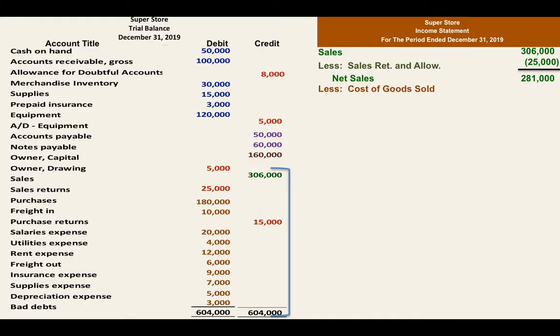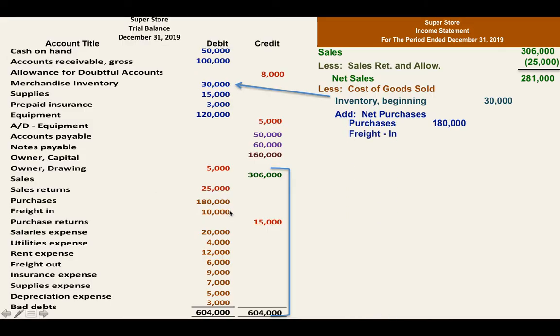So in computing the cost of goods sold, we have to present our inventory beginning. Our inventory beginning is 30,000. So we have to present that, and we have to add the net purchase. In adding the net purchase, we have our purchases, which in this example is 180,000. And then we have to add the freight in. Dapat idagdag nyo agad yung freight in, okay, which is 10,000.